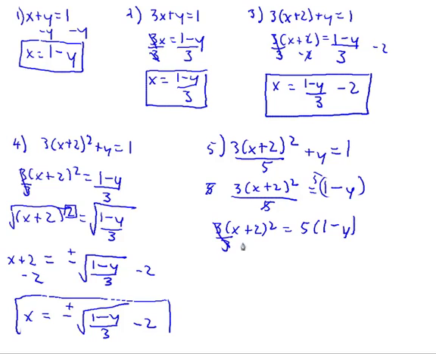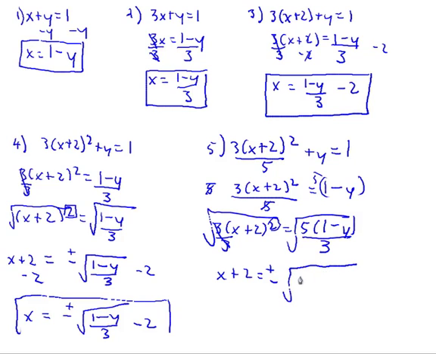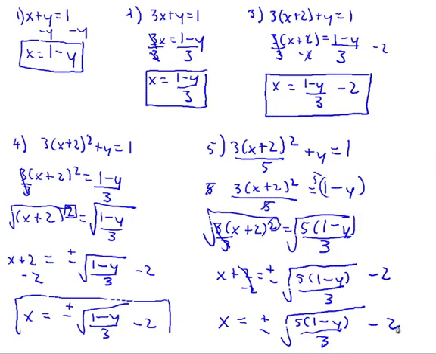Now we divide both sides by 3 to get rid of the coefficient again. Now we're left with that squared value, so we're going to root both sides again. So that gives us x plus 2 is equal to plus or minus the root of 5(1 minus y) over 3, then subtract 2 on both sides. So x will be equal to plus or minus the root of 5(1 minus y) over 3, minus 2. And that's our final answer.